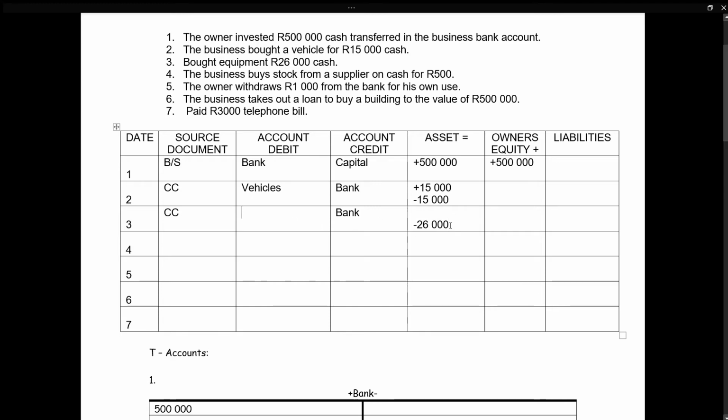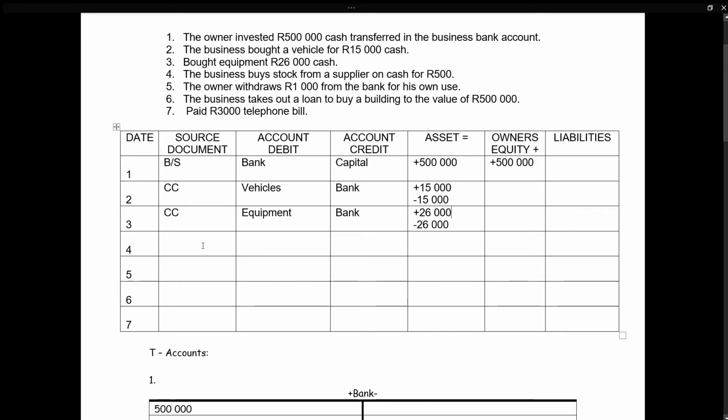Then equipment. Equipment is also classified as an asset, and assets increase on the debit side, therefore assets plus 26,000 Rand. In a test, if you were to write plus minus 26,000 Rand, you will get all of your marks. That's correct as well. Right, plus 26,000 minus 26,000 equals 0 plus 0.